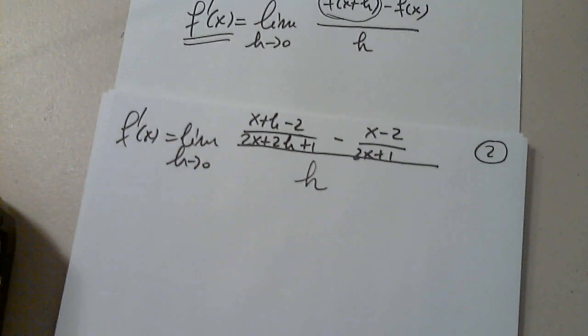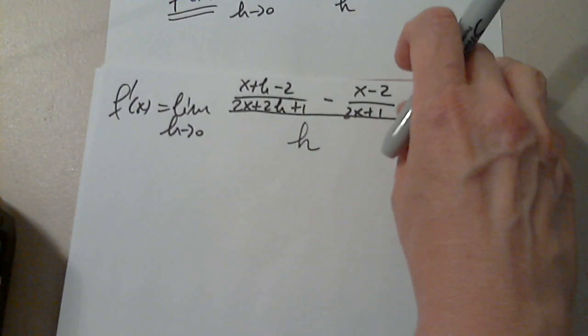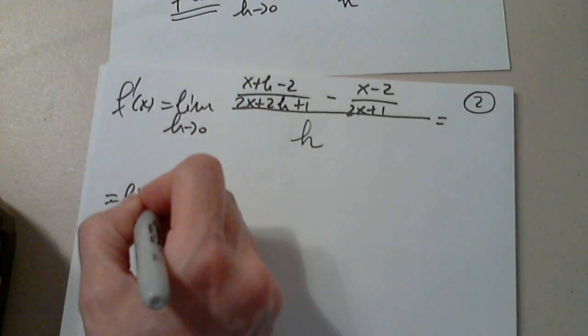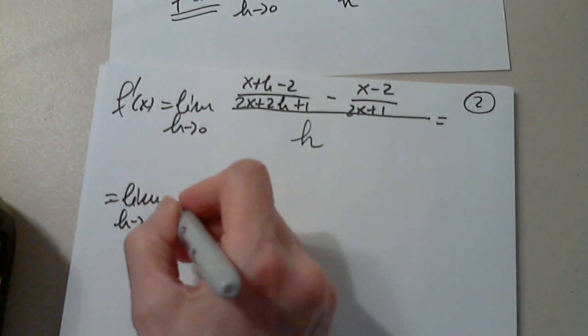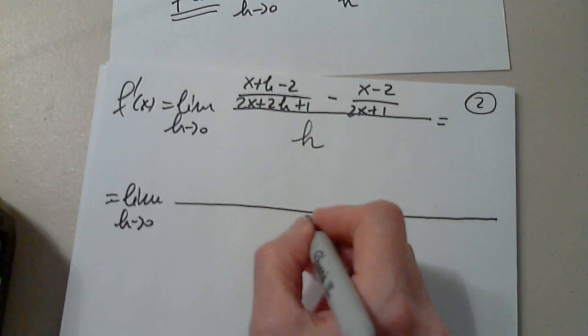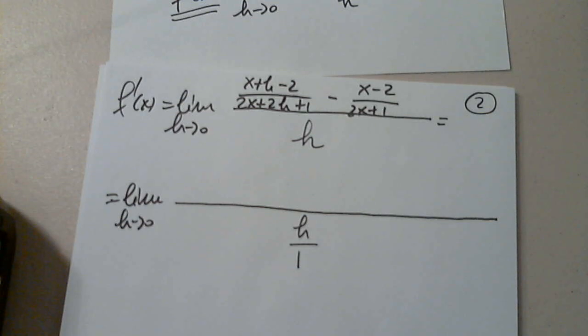Now, can anyone tell us what will be the next step? What do we need to do next? Do not forget the limit operator. What do I need to find next? h is always h over 1. We are preparing it for flipping it.